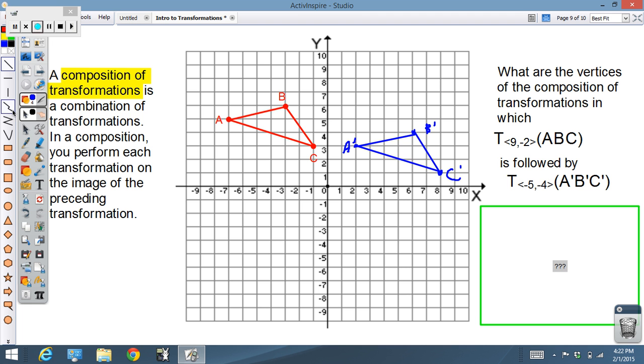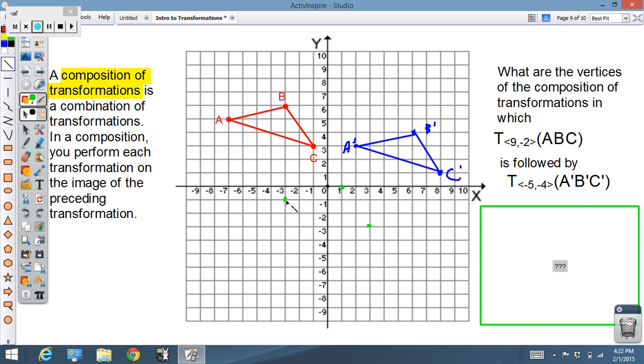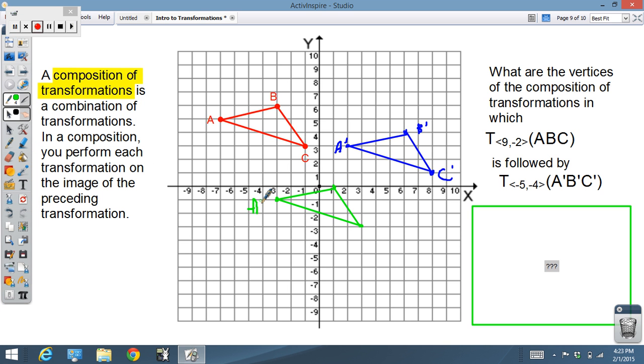Now we're going to do a second transformation. All right, and make it negative 5, negative 4. So each of these goes left 5, down 4, left 5, down 4, and left 5, down 4. A double prime, B double prime, C double prime. Okay, that's a composition of transformations.